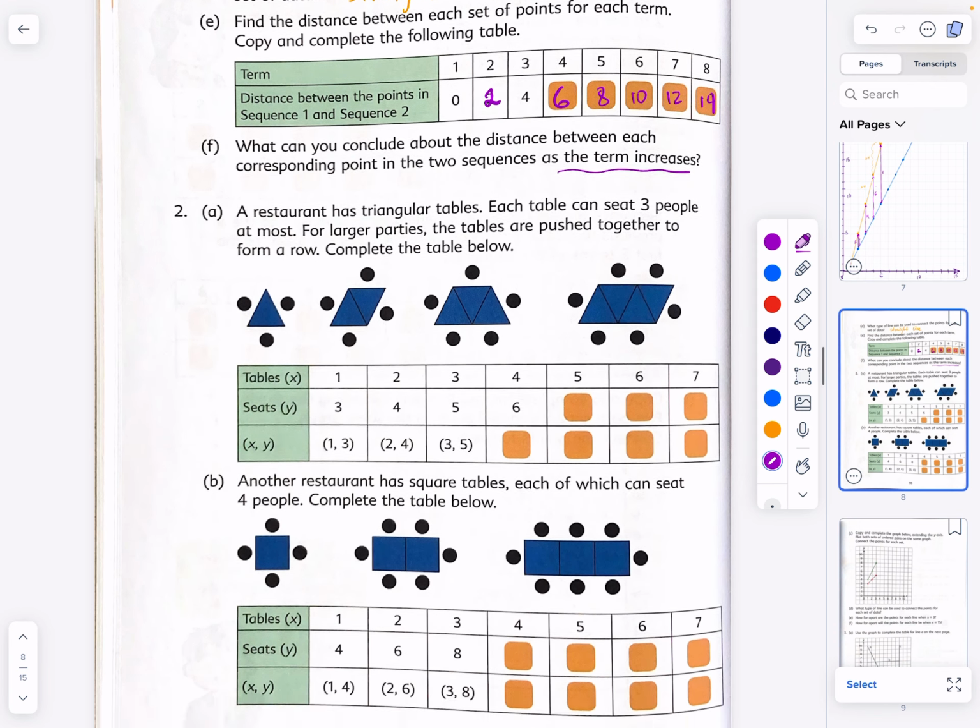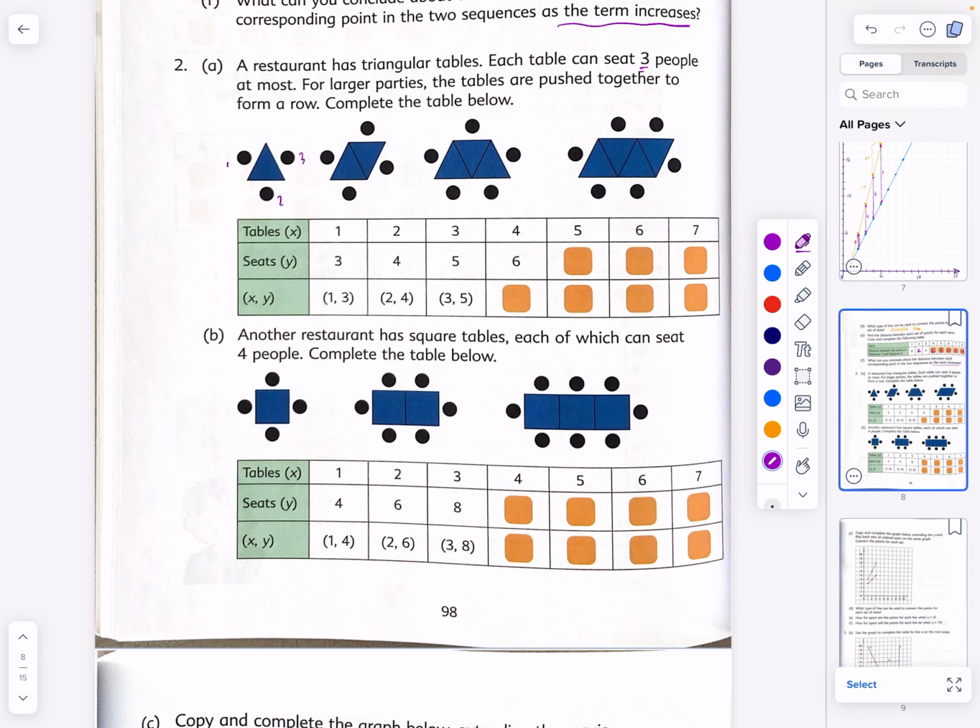Now, let's take a look at example 2. These are very common arithmetic patterns. A restaurant has triangular tables. Each table can seat 3 people, right? 1, 2, 3. As you put tables together for larger parties, of course, you have to push more chairs around. So for 1 table, we have 3. For 2 tables, we have 4. For 3, we have 5. Notice 3, 4, 5, 6, 7, 8, and 9. Let's create ordered pairs here.